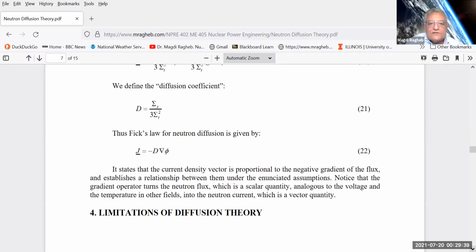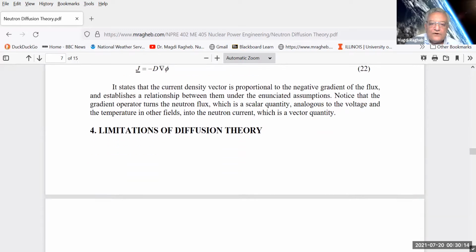And it establishes a relationship between them under the assumption of, say, isotropic scattering in all directions of the neutrons, so they don't have a preferential direction. That is the case for thermal neutrons, but it's not the case for high energy neutrons, like the ones from the DT reaction coming from fusion. They have anisotropic scattering, and diffusion theory would fail in doing calculations. We need to use a more advanced transport theory that takes into account the directional property of the diffusion of neutrons.